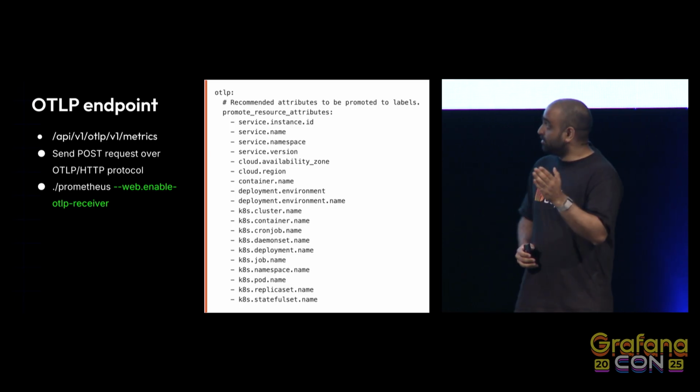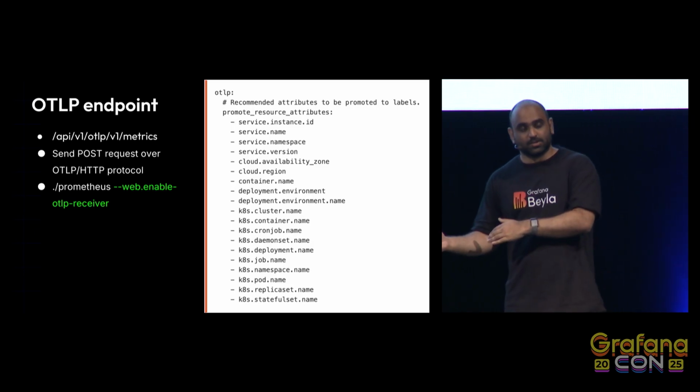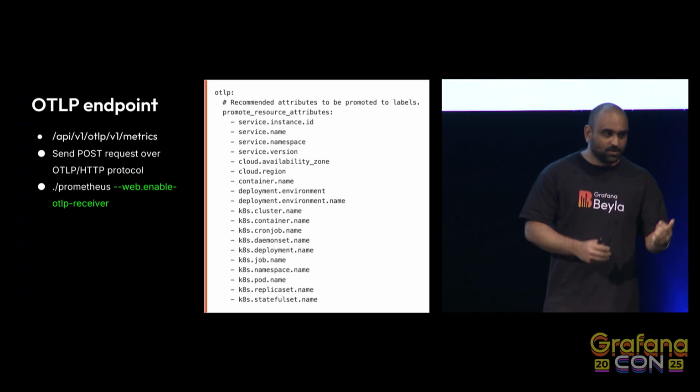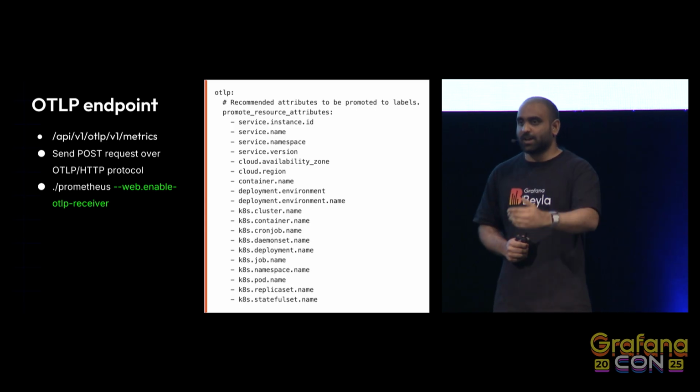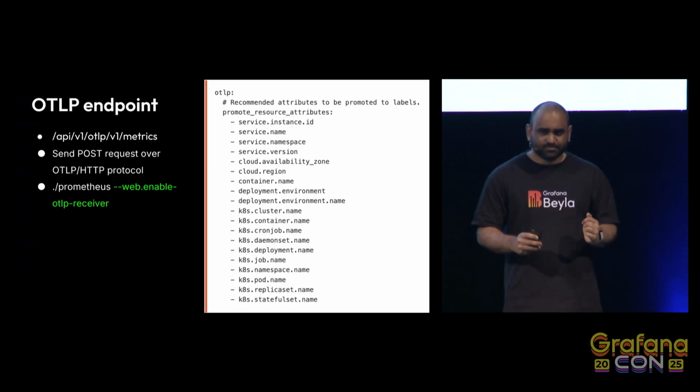For now, you just copy paste a snippet, and all the most common OTel resource attributes will be copied as labels. But we are working on making the spec better and actually doing it automatically without any configuration.